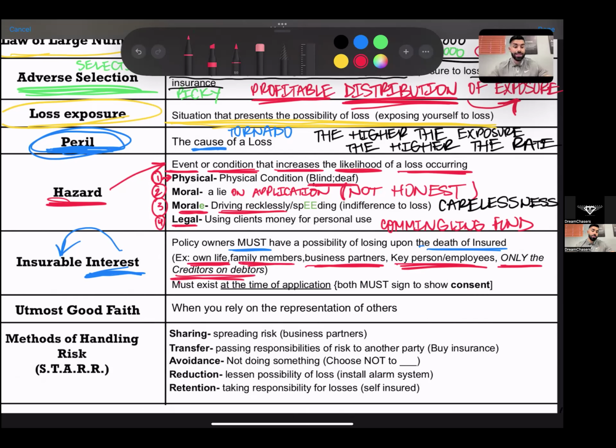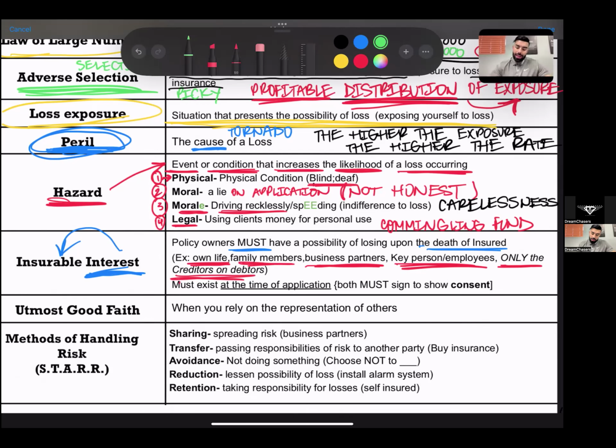And on the test, you might see that question. It'll say something like, all of the following are examples of insurable interest except. So we're looking for which one is false. Then it'll say on a policy owner's own life, on a spouse, on a business partner, or on a debtor on a creditor. There will never be insurable interest of a debtor on the creditor. It's always the other way around. The creditor has insurable interest on the debtor.